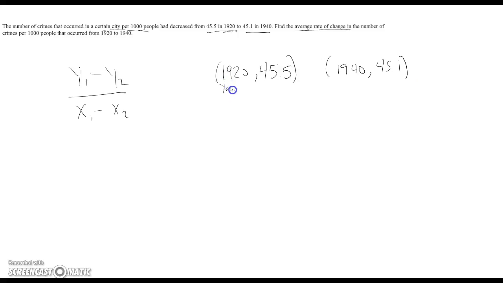Now we're going to plug this in. Remember, this is year, right? And this is crimes per 1,000 people, right? Now let's go ahead and plug those values in. So it's going to be y1, which is going to be 45.5, minus y2, which is 45.1, over 1920 minus 1940.